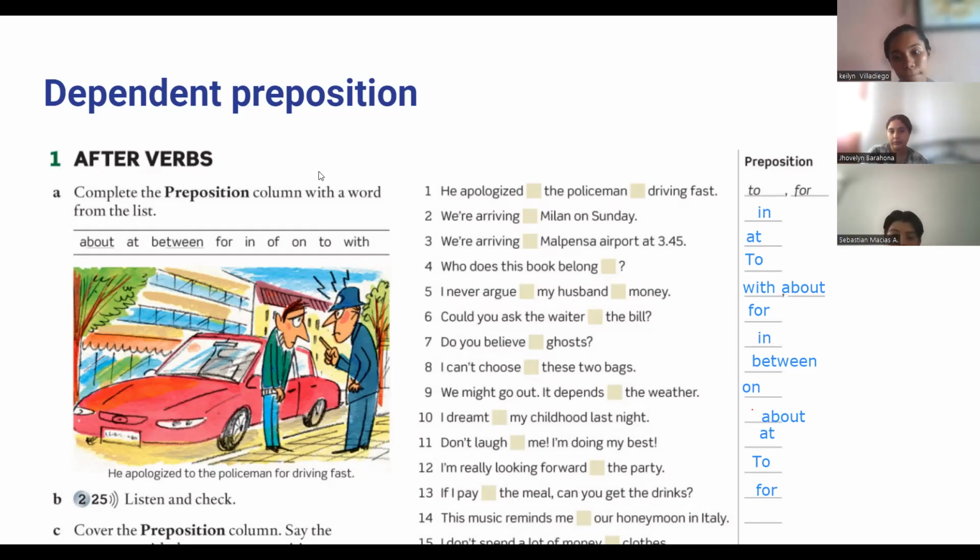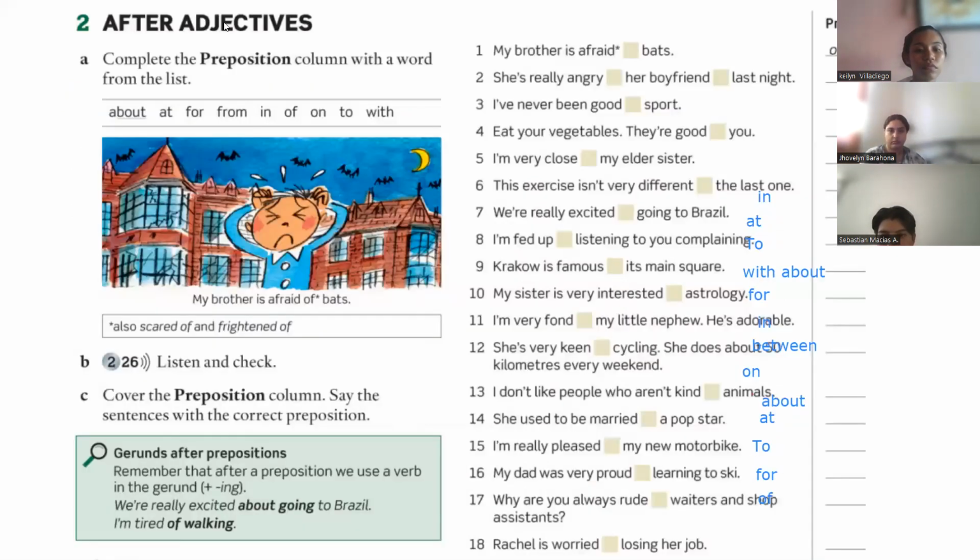Sebas, I don't spend a lot of money clothes. What do you say? I don't spend a lot of money in clothes. On clothes. The answer is on. Okay. On. On clothes. Okay. And this is the last one. Prepositions after adjectives.